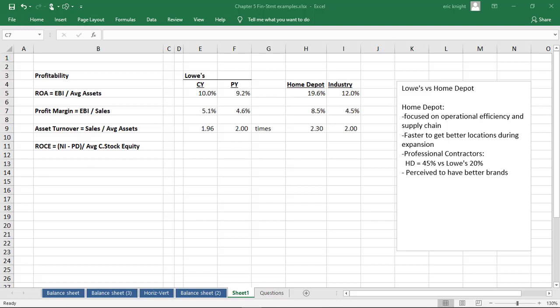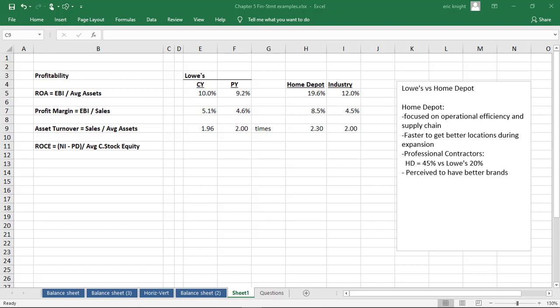So the profit margin of Lowe's has improved. In other words, they're keeping more money as profit when they make a sale, from 4.6% to 5.1%. When we compare that to their biggest competitor, Home Depot, we see that Home Depot is doing much better. That shows that Home Depot has differentiation, right? So they can charge a higher markup. And that could play into our story of perceived better brands. Now, the industry average is about 4.5%, which means that Lowe's is not necessarily underperforming. It's just that Home Depot is doing a better job.